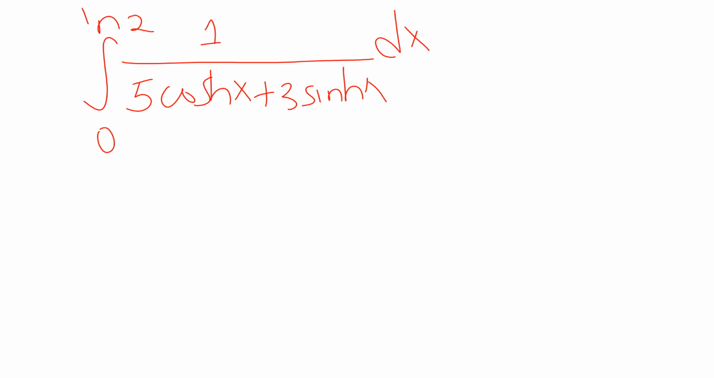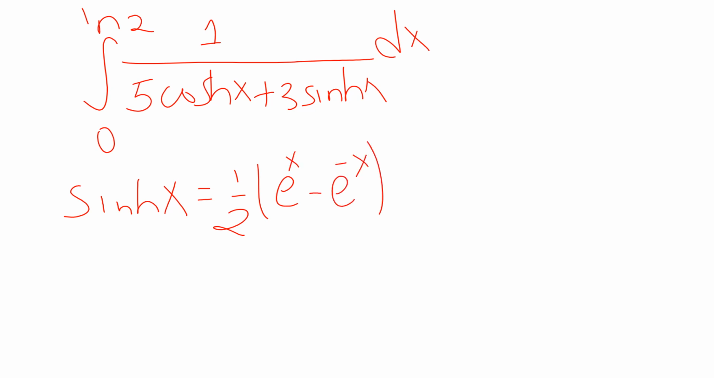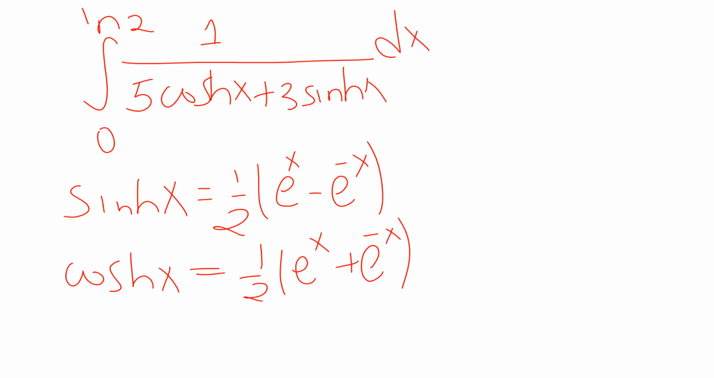Alright, so we are going to use the definition of the cosh function and the sinh function. So basically, sinh of x is equal to half into e raised to the power x minus e raised to the power negative x, and then cosh of x is equal to half into e raised to the power x plus e raised to the power negative x.